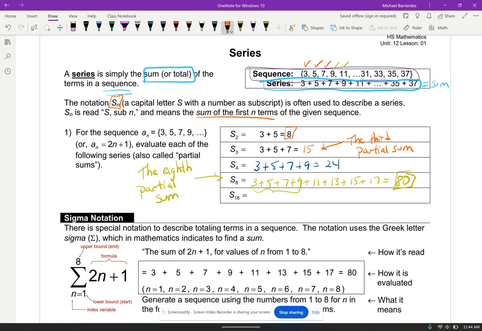In the next video, we'll talk about the notation of how to write series using what we call the sigma notation.